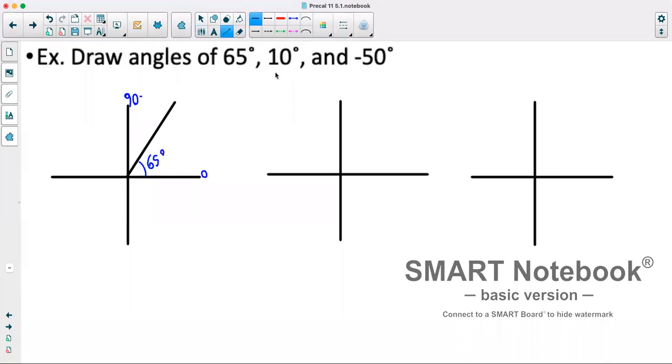Next is 10 degrees. 10 out of 90 reduces to 1/9, so we're about 1/9 of the way to 90, so I would probably estimate 10 degrees to be something like this.